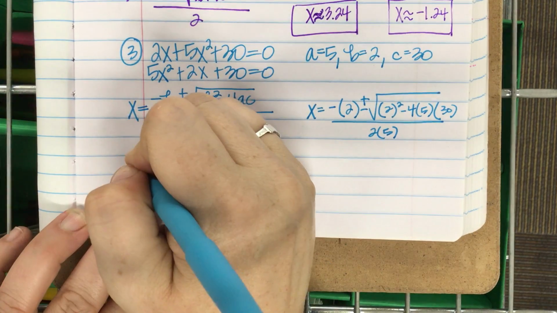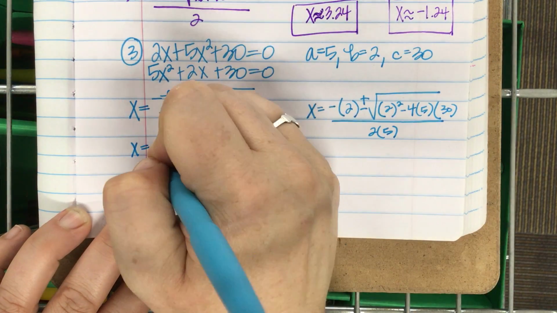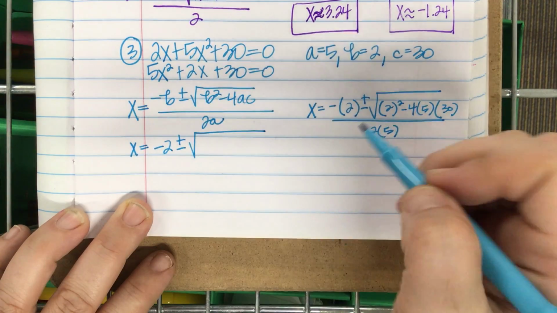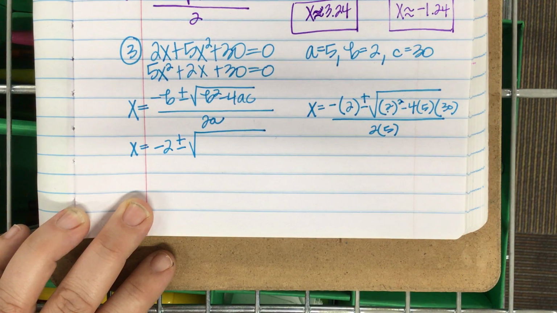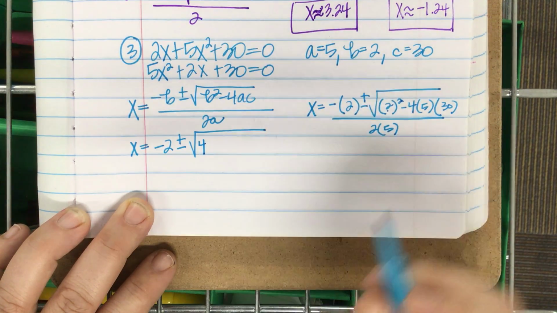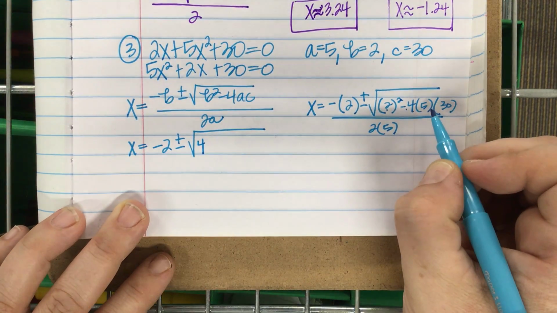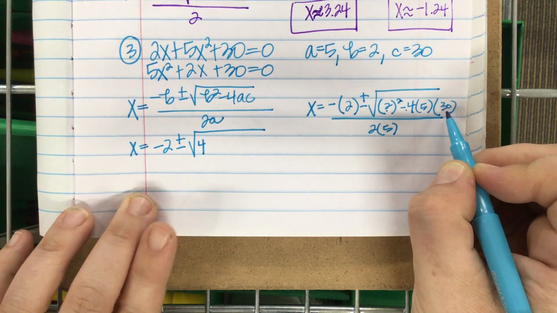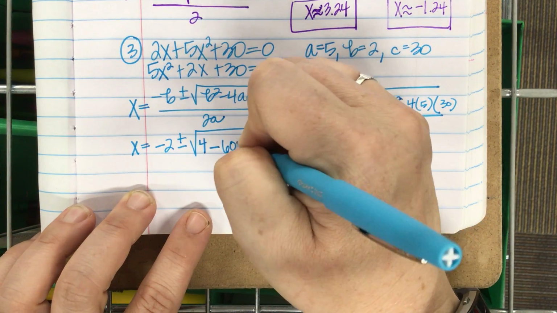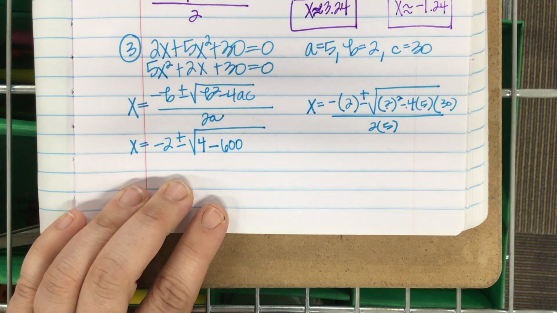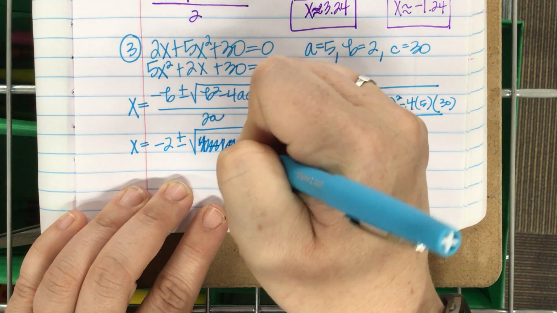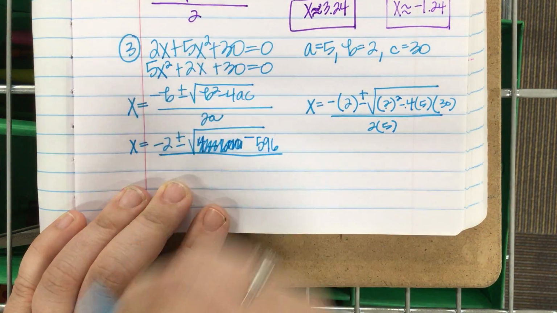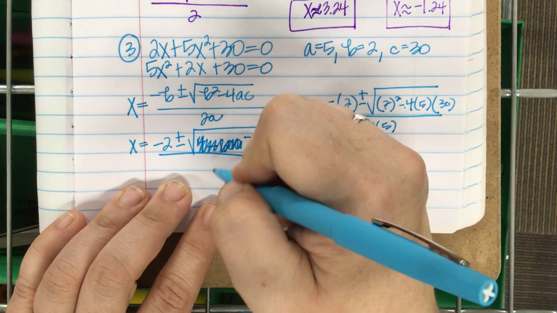Let's simplify. X equals negative 2 plus or minus the square root. What's 2 squared? 4. What's negative 4 times 5? Negative 20, right? Times 30. Negative 600. What's 4 minus 600? Negative 596. Divided by 10. Do you agree?